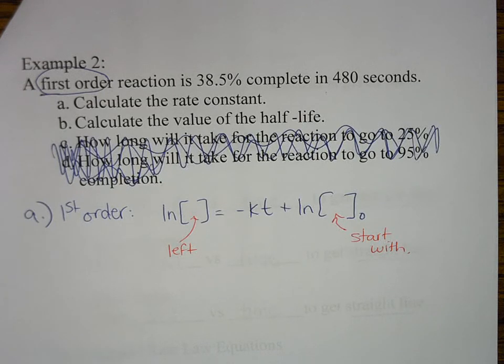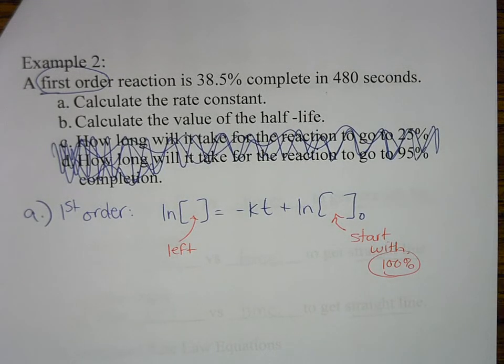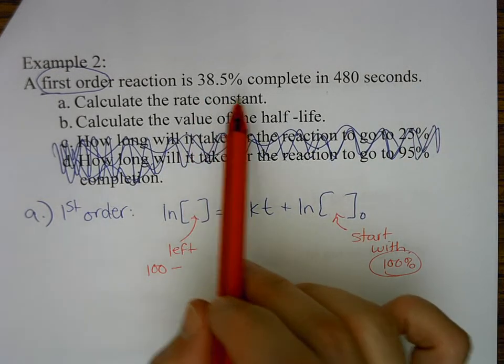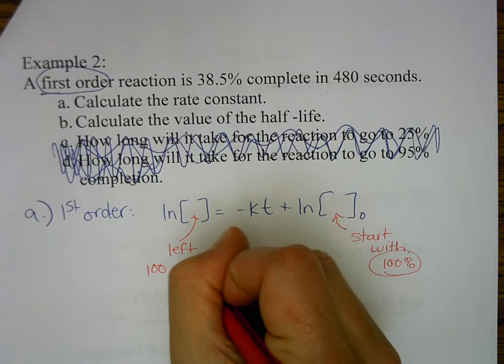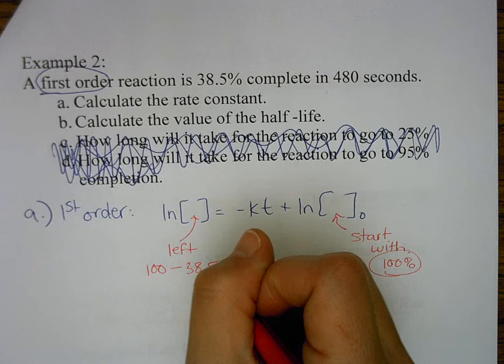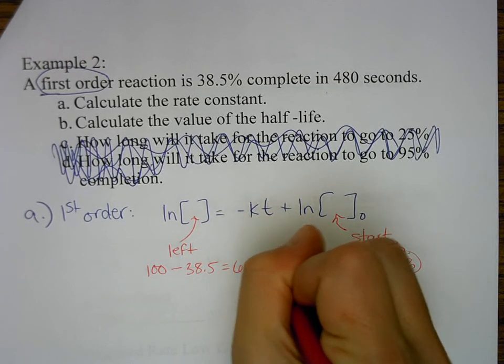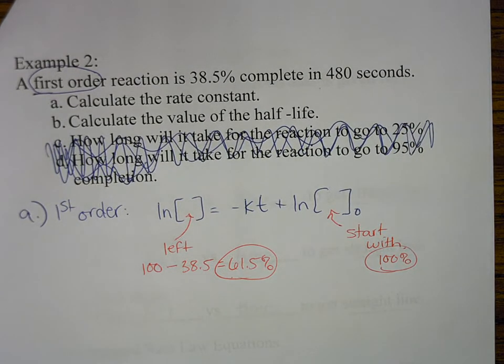So before any of it reacts, I have 100%, right? So what I start with is always going to be 100%. What I have left is going to be, in this case, 100% minus 38.5%, since it says it's 38.5% complete, which means that 38.5% of the reactant has reacted and isn't there anymore. So I'm going to subtract that and get 61.5% of my stuff left. So I can take percentages and just plug those in as concentration values, because it'll work out whether it's molarity or percentages.